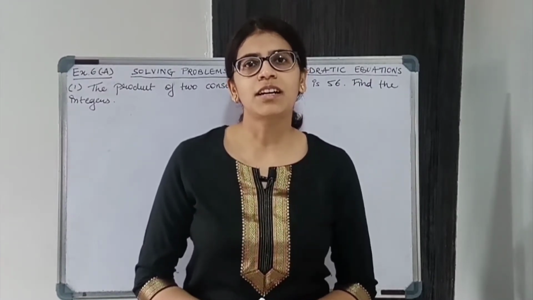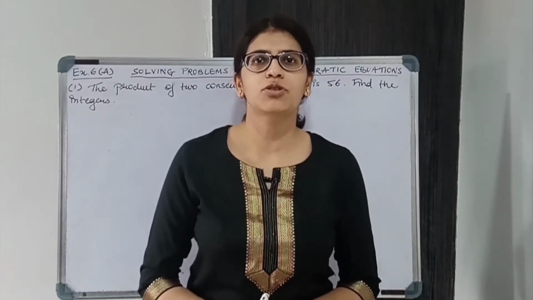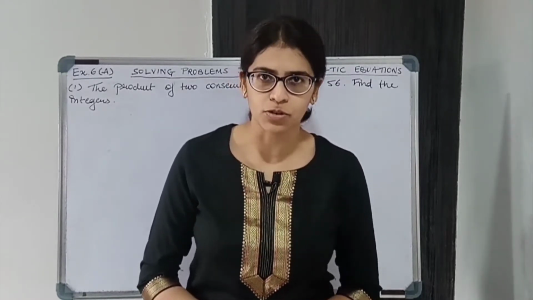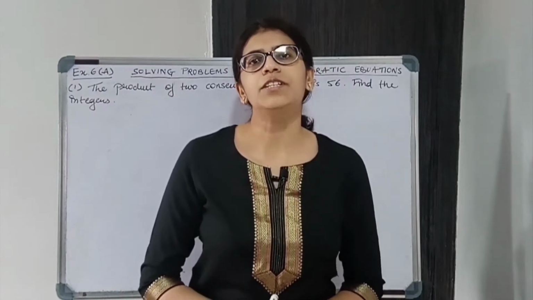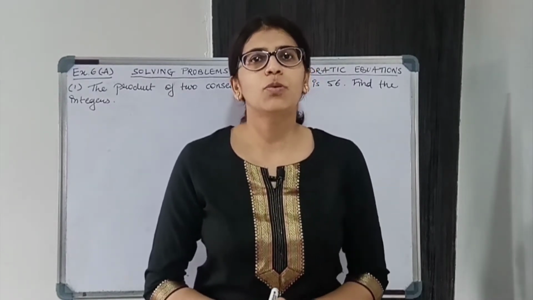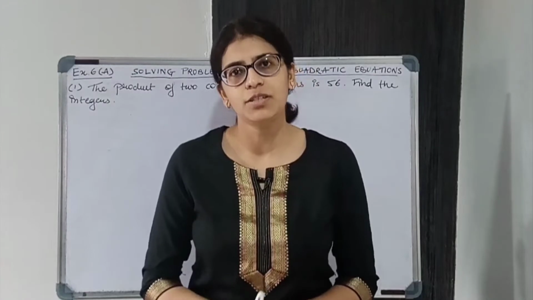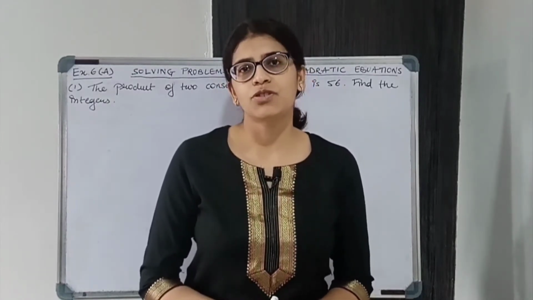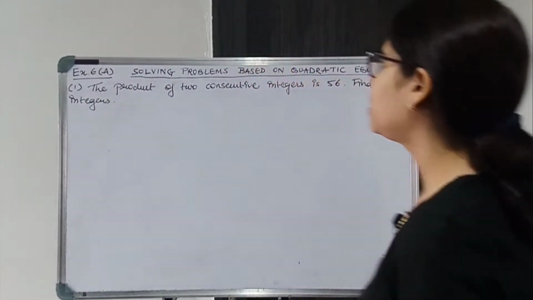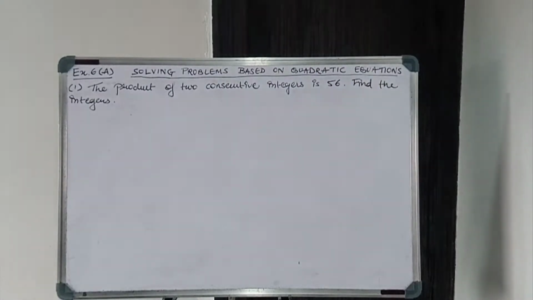In this video, we'll start with exercise 6a from chapter Solving Problems Based on Quadratic Equations. Now in this chapter, we'll solve word problems and use quadratic equations to solve these problems. So starting with question number 1, the product of two consecutive integers is 56. Find the integers.